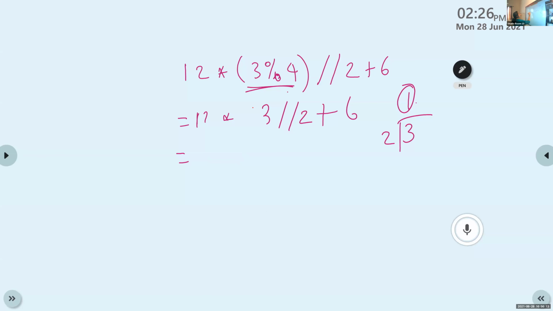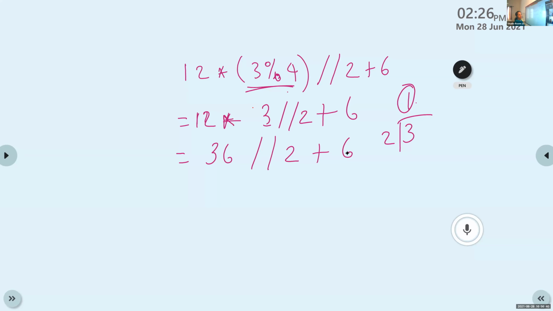So here, 12 into 3 floor division 2 plus 6. Star and floor division have the same precedence, isn't it? So we have to start from left to right. So 12 into 3, which one is the answer? 12 into 3 is 36. Then floor division 2 plus 6.